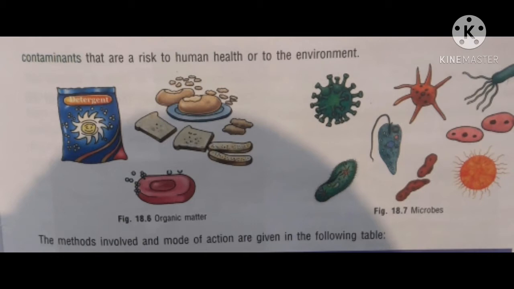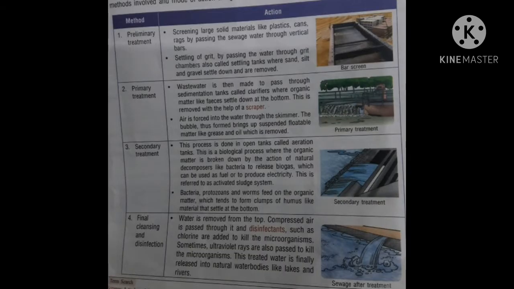Children, you are seeing a picture of organic matter and the microbes. Microbes include all bacteria, virus, protozoan and fungus. And organic matter includes detergent, soap, waste food, fecal matter, etc. Now the methods involved and mode of action are given in the table. Now try to understand the table, method and the action.